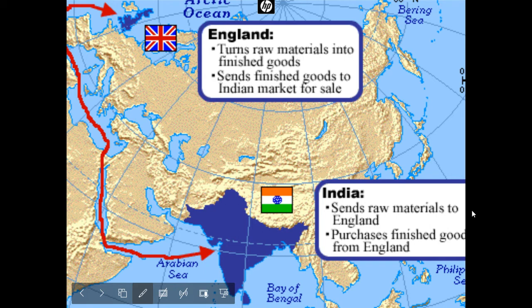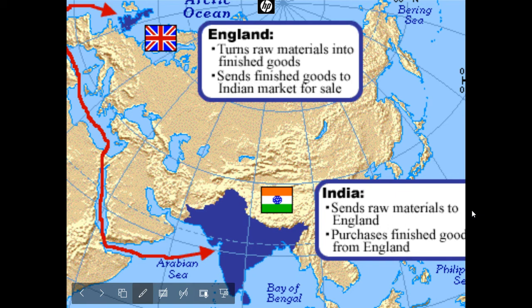Once it gets to Britain, they're going to use their factories to turn those raw materials into goods. Now, India can't do this because they don't have factories. So then Britain takes the goods they've just created, puts them back on a ship, sails them back to India, and sells them back to those local people.